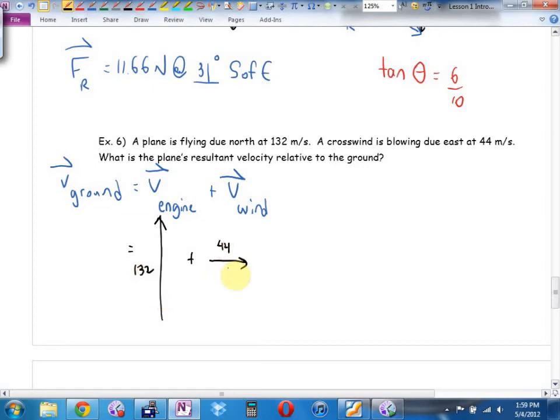44. Alexis, how do I add two vectors together? Draw them. 132 plus 44. The resultant is going to be that. This is going to be the velocity with respect to the ground, what the people on the ground see. Good. Find the magnitude.